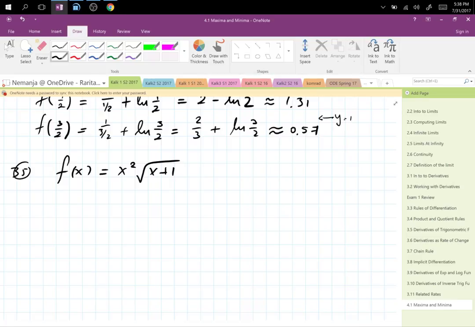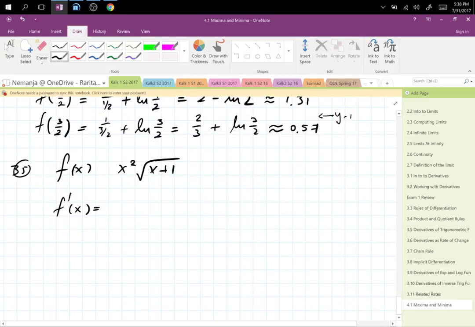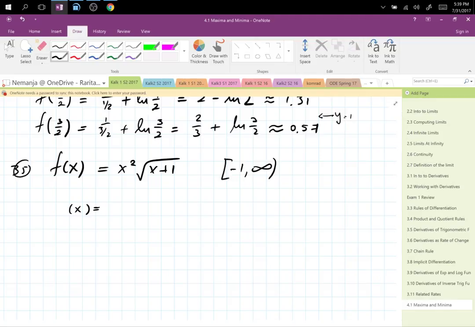But then, let's see. The product rule here. First of all, the domain. What would be the domain for this function? For the polynomial, it's all real values. And for the square root, it's from -1 to infinity. So the square root is more restrictive, so we have to follow that.